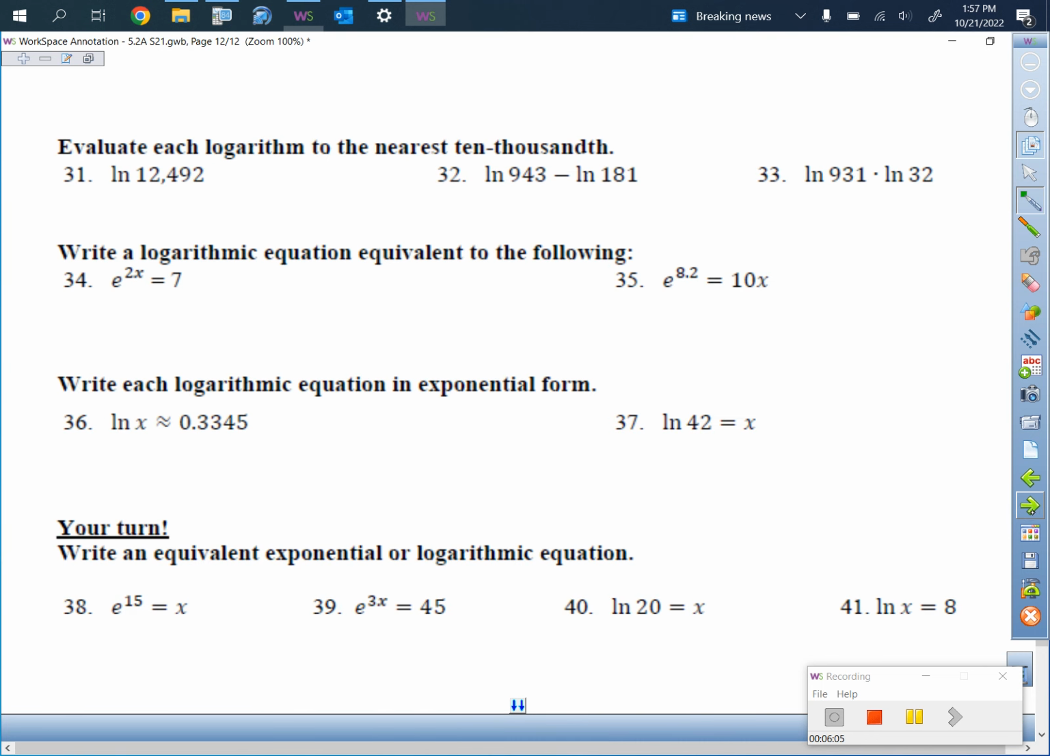We're going to talk much more about it next time, and I want to go to 31. So if you would just kind of skip right on along. They say evaluate each logarithm to the nearest 10,000th. Those all were common logs that we did. Now it's time for the natural log. If you remember, the natural log has the base e.